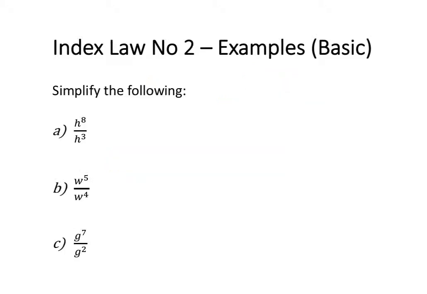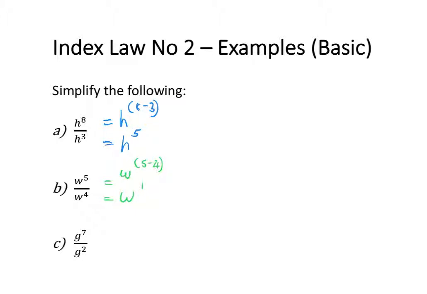So in our first example, we are dividing h to the power of 8 by h to the power of 3. So using the second index law, we know that it's going to simplify to equal h to the power of 8 minus 3, which is equal to h to the power of 5. In this second example, it is w to the power of 5 divided by w to the power of 4. So again, because I've got the same base, I can use the second index law. So that is going to equal w to the power of 5 minus 4, which equals w to the power of 1.